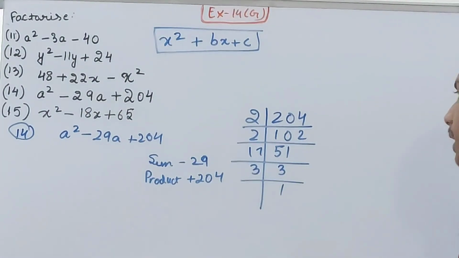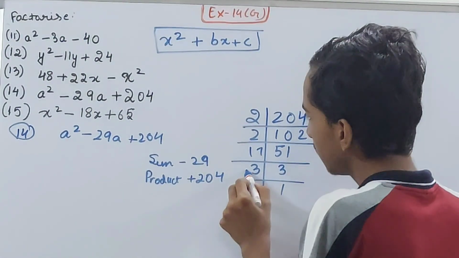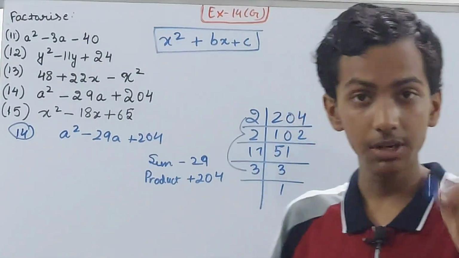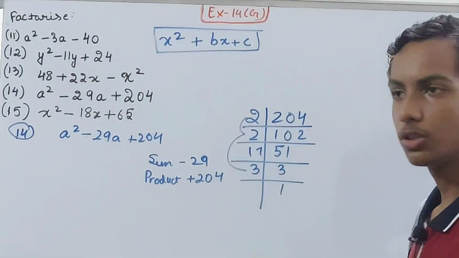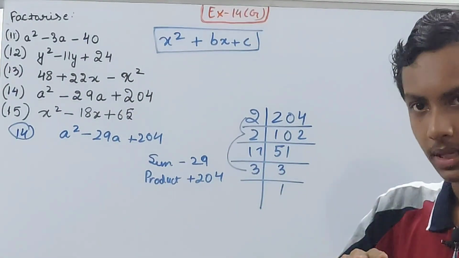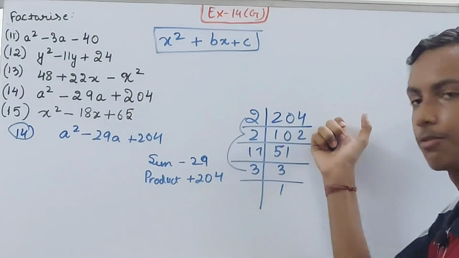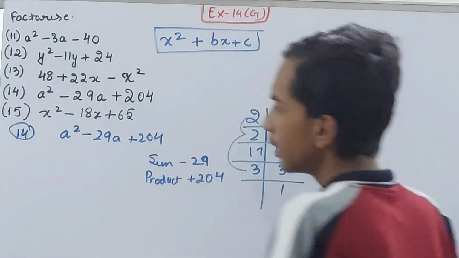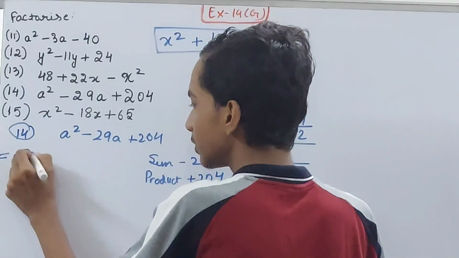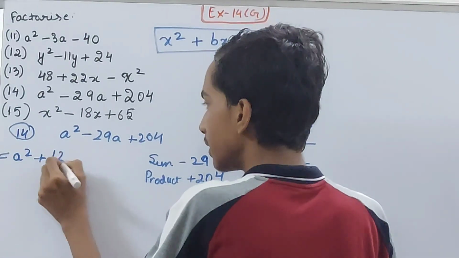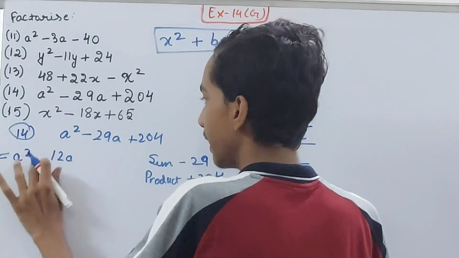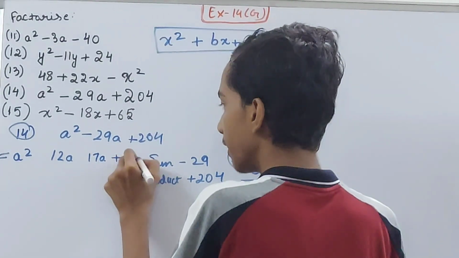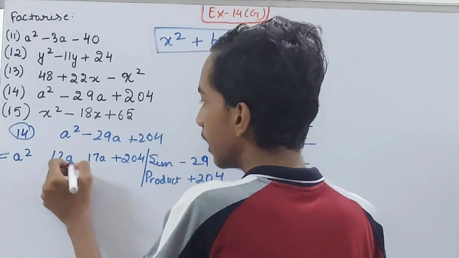24. Let's see. First of all, can I take 3 into 2 into 2? Can I do this? 3 into 2, 6, 6 into 2, 12 and 17. So 12 and 17, it is 29. 12 into 17 will be 204 only, because we have already verified that by prime factorization. So see here, what you will do here, a square plus 12a, sorry, don't give it any sign now, 12a and 17a and 204. Clear? Now give it signs.